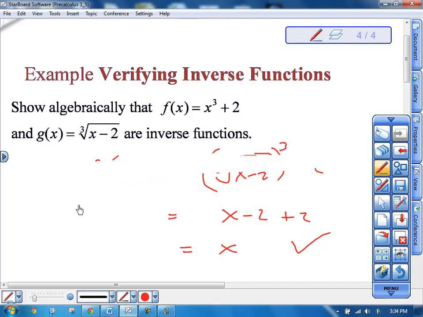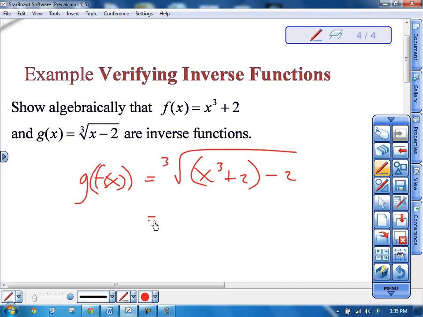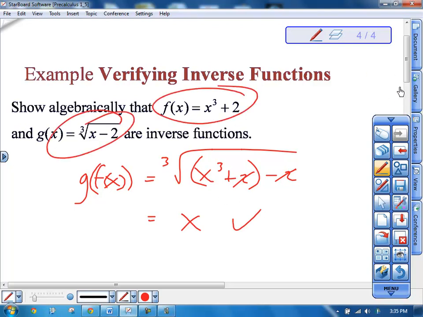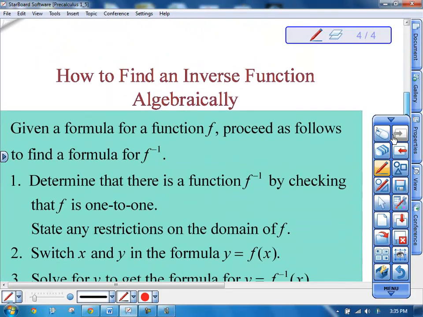I'd have to do it again though with the opposite, which is g of f of x. That gives me x cubed plus 2 is f of x. Now I have to plug that in here. So that'd be minus 2, and then I have to do the cube root of the whole thing. The 2 and minus 2 cancel, and I have the cube root of x cubed, which is just x. So it checks that both compositions give you x back, verifying that they are indeed inverses of one another. You could graph them if you wanted to, and you can see that they're reflections over the line y equals x.